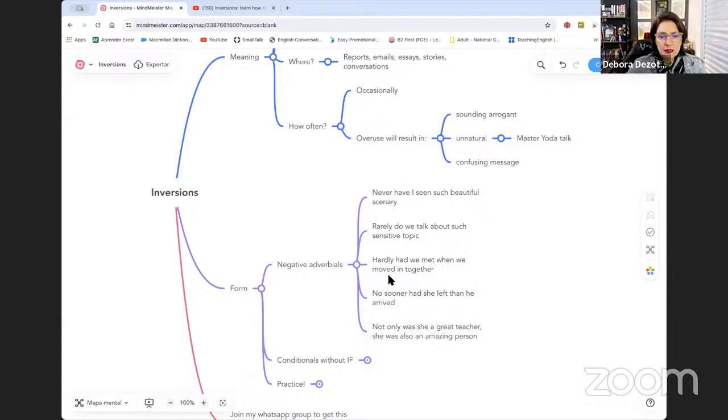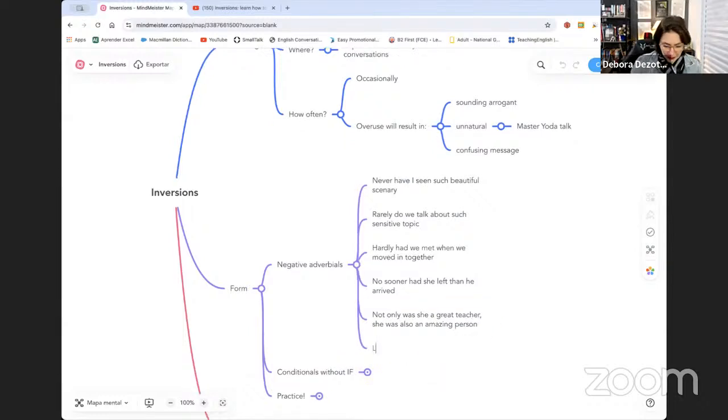The same here in the third sentence. "Hardly had we met when we moved in together." In the natural order of the sentence, it would be "we had hardly met when we moved in together." Again, here you are adding emphasis to show how little you knew each other before you moved in together. And now I just remembered one more. Let me type it in here. "Little did I know." I will tell you about this one a little bit later.